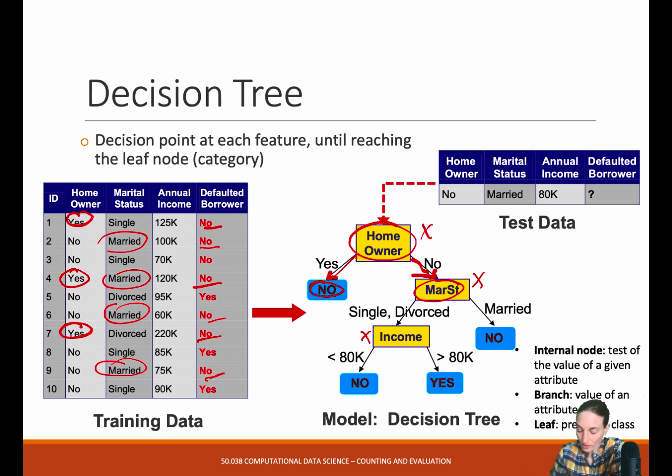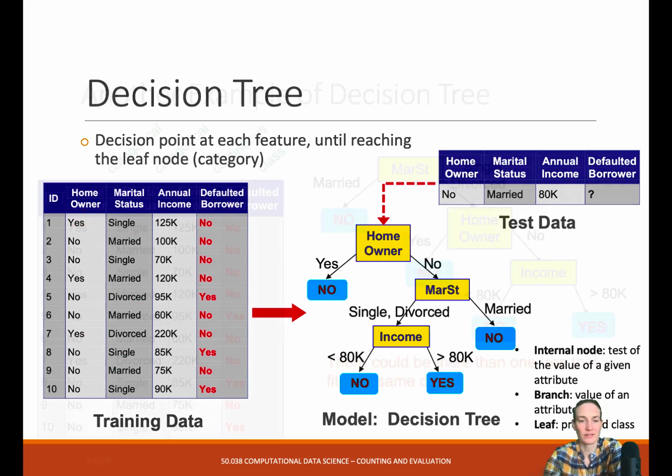Okay. So then we have a new instance of our test set, and we can simply test to see if they will be a defaulted borrower or not. Their homeowner, no. Okay, easy. We go here. Marital status, they're married. So no, the prediction is no. Okay. Simple enough, this decision tree.